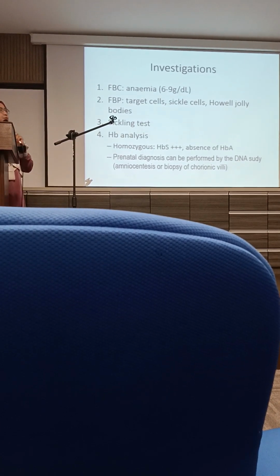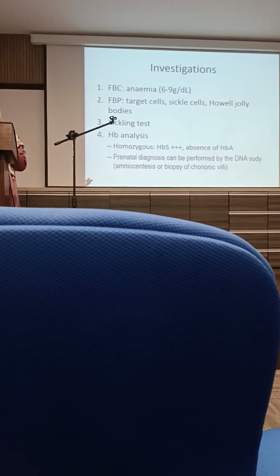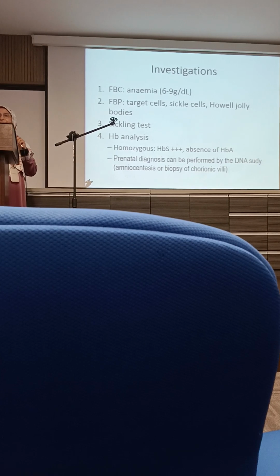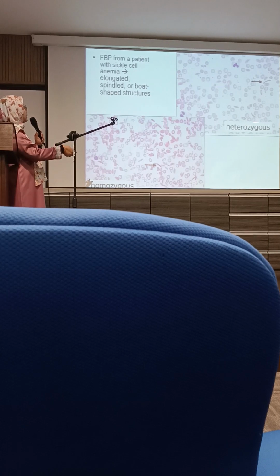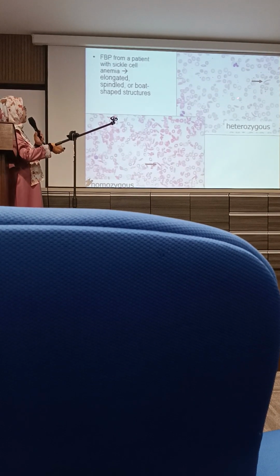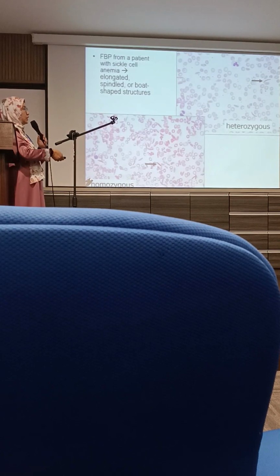Okay, their anemia is usually quite severe, 6 to 9 grams per deciliter. And when you look at the blood film, you will see target cells, sickle cells, Howell-Jolly bodies. And you should do a sickling test to confirm the diagnosis and hemoglobin analysis. Okay, this is the blood film. This is a case of heterozygous, the moderate one. You will see sickle cells here. They are spindle shape or boat shape, some people call it. Boleh identify tak? Boleh. It's quite clear.